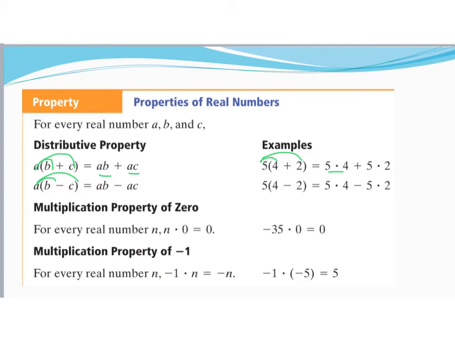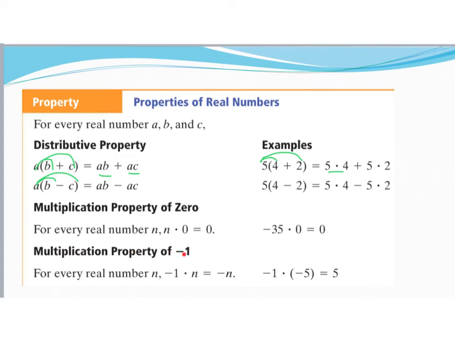We also have what we call the multiplication property of 0. And this says that for every real number n, that number times 0 is always going to equal 0. And it works for negative numbers, positive numbers. So negative 35 times 0 also equals 0.